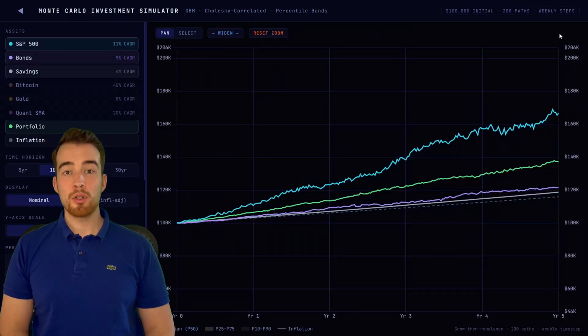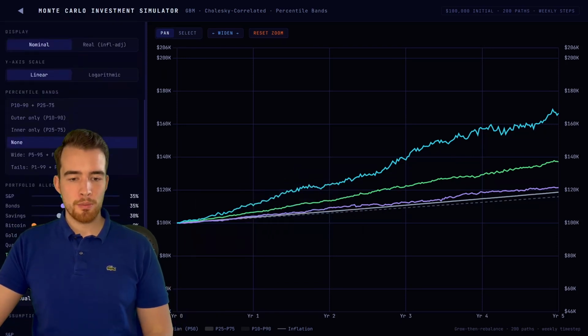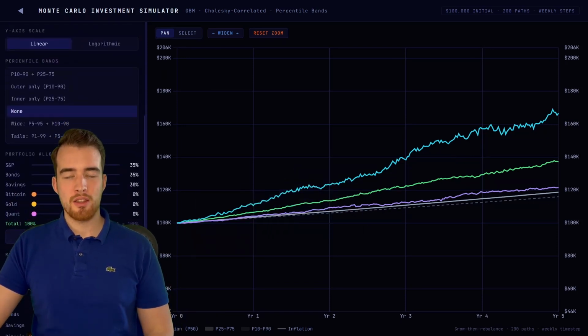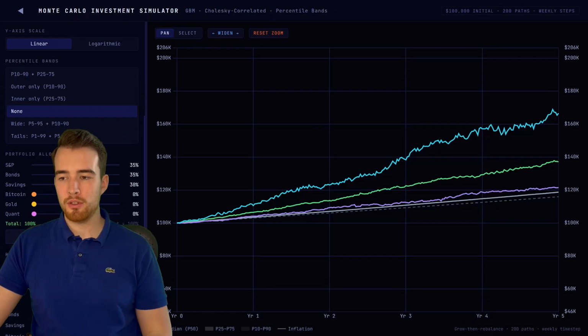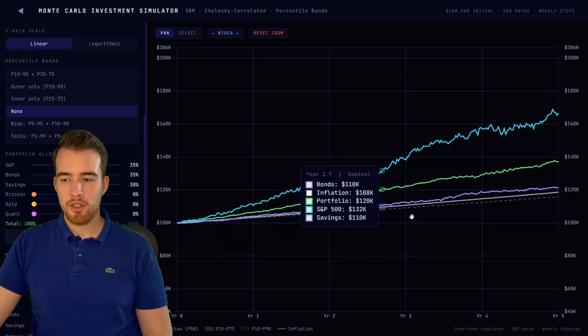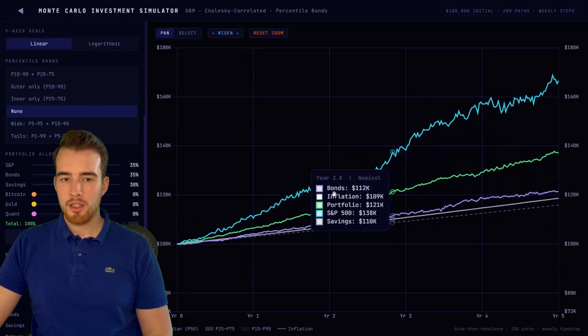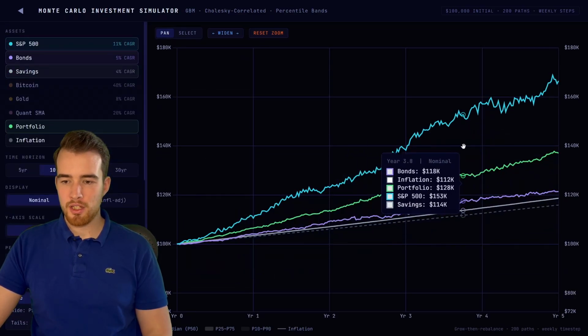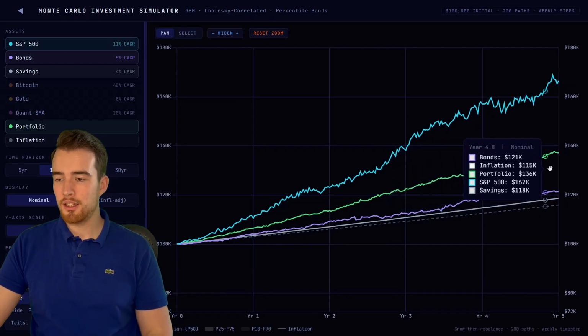Let's look at some more conservative portfolios. For example, a portfolio with 30% in savings and then 35% each in bonds and the S&P 500. This is not really the classic 60-40 portfolio of 60% in stocks and 40% in bonds. However, it illustrates a more risk-averse investor, so to speak. And this is a simulation for 10 years. Okay, 10 years, that's a long time, that's a decade.